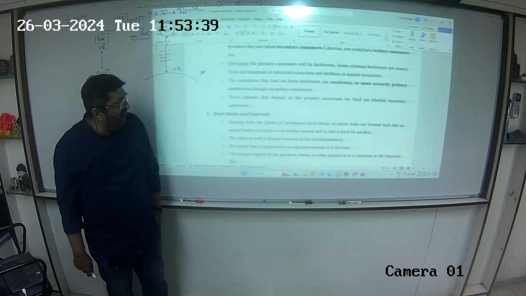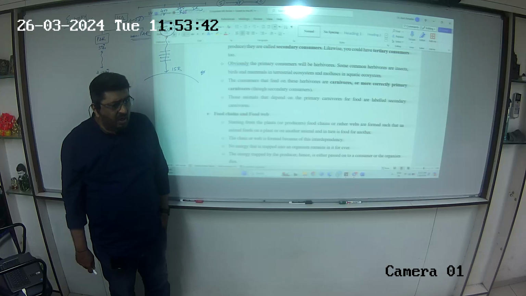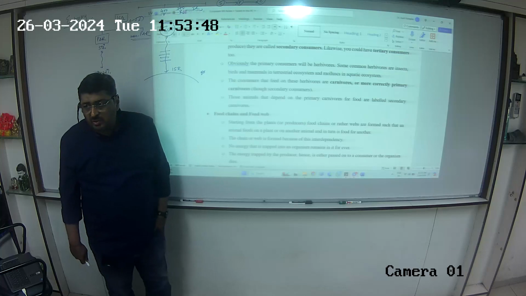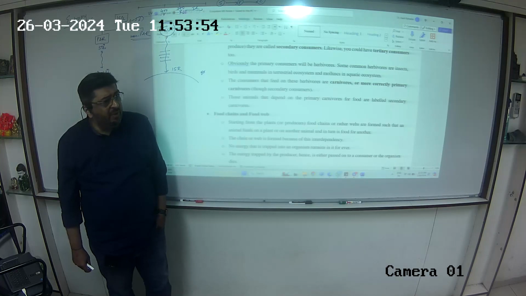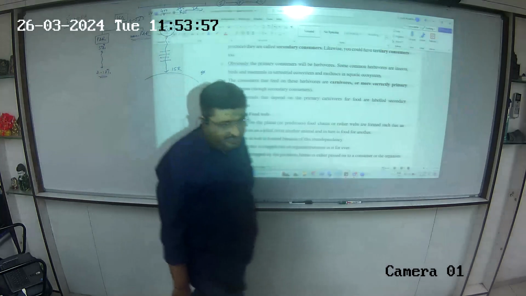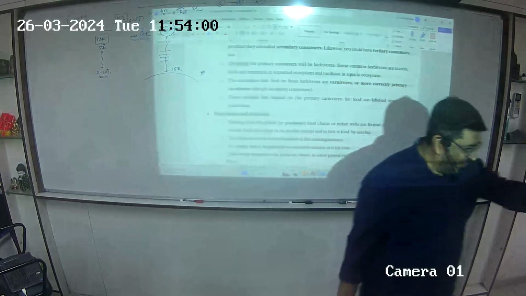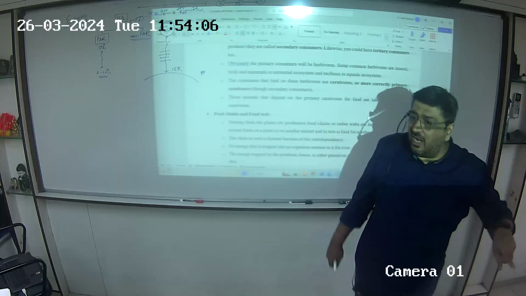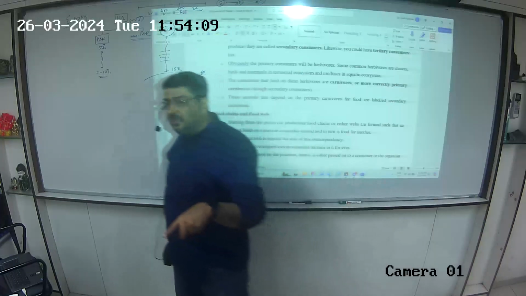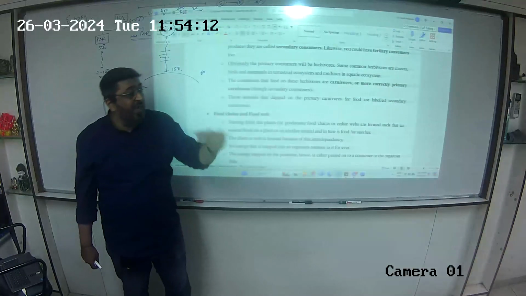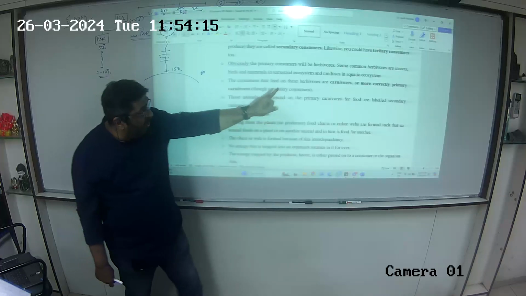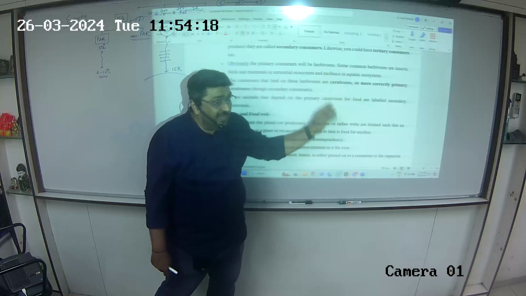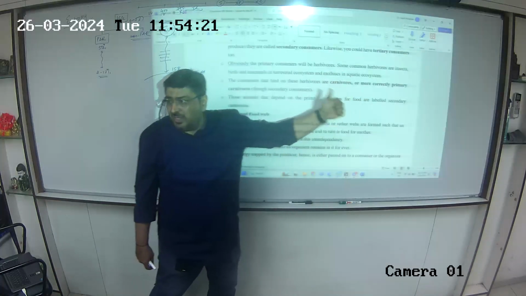The consumers that feed on these herbivores obviously are called carnivores, or more correctly primary carnivores. Here I will give you our standard example, which is more interesting. Grass, grasshopper, frog. So is frog a secondary consumer here? But isn't it the first carnivore of the line also? So instead of calling it a secondary consumer, you can call it a primary carnivore also. Or more correctly, rather than a secondary consumer, the more correct term is a primary carnivore.